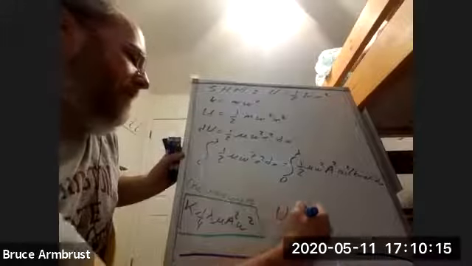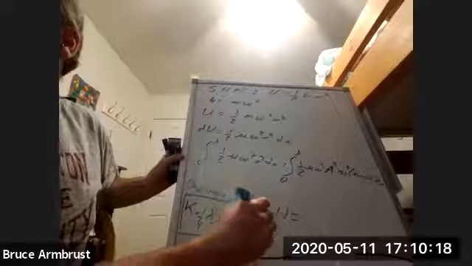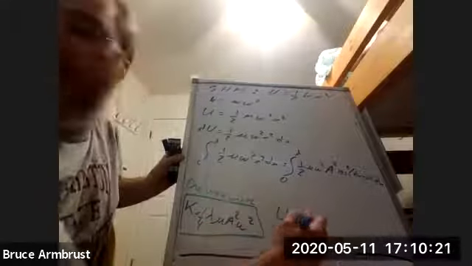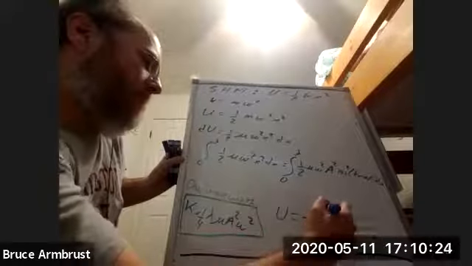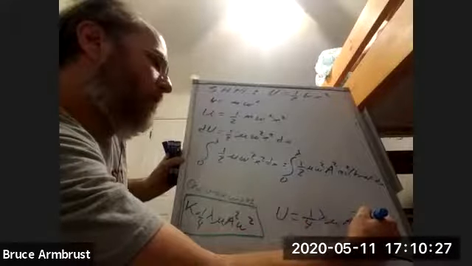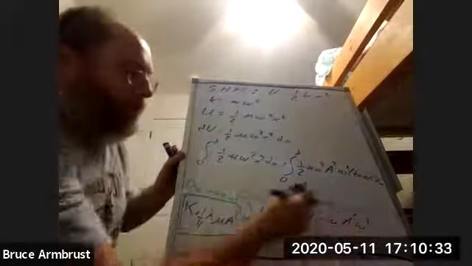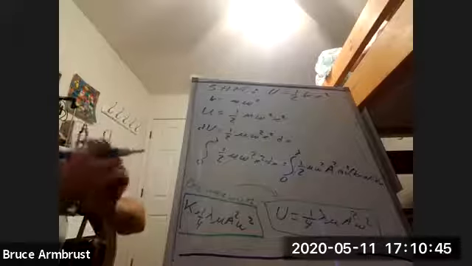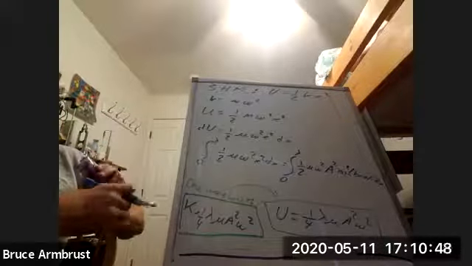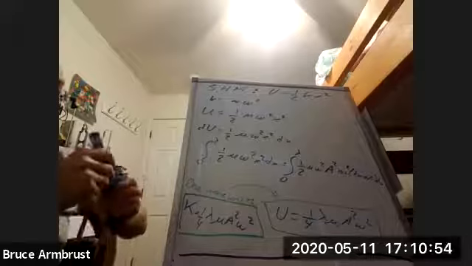And I'm just going to jump to it. We get that U is equal to 1/4 lambda mu A squared omega squared. But this is also over one wavelength. And I'm sure you see it. And maybe you're thinking I did something wrong, but I'll tell you I didn't. That's kind of cool, huh?